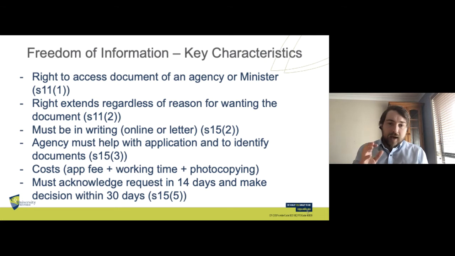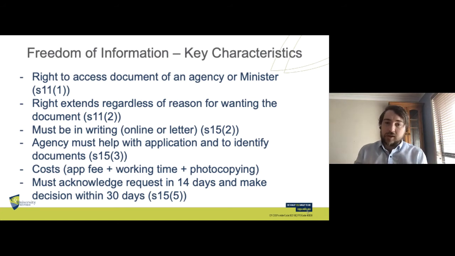The agency or the minister has 14 days to acknowledge that they've received a freedom of information request, and then they have to make a decision within 30 days whether to comply with that request, whether to grant access to those documents and then provide them, or whether they'll say, no, sorry, you can't access those particular documents, or a bit of balance to say, yes, you can have these ones, no, you can't have those ones.